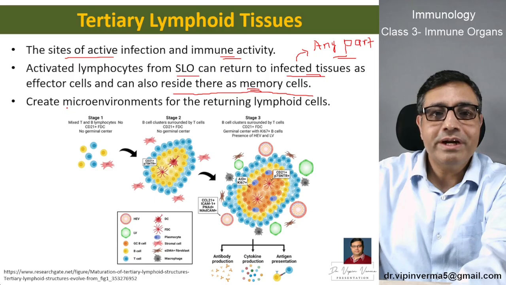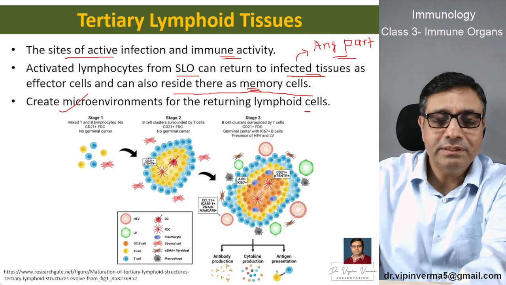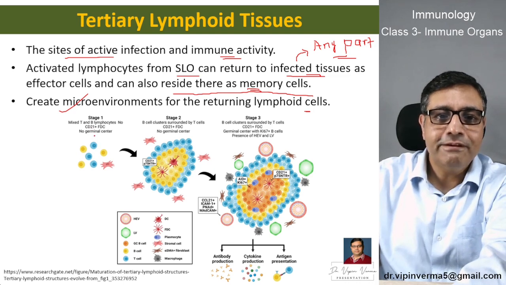They create a microenvironment for the returning lymphoid cells. So tertiary lymphoid tissues also make a microenvironment for the returning lymphoid cells. Now how does it happen? You can see here, in the first stage there are mixed T and B lymphocytes. There is no follicular dendritic cell and there is no germinal center. So this is just loose cells at the site of the infection.